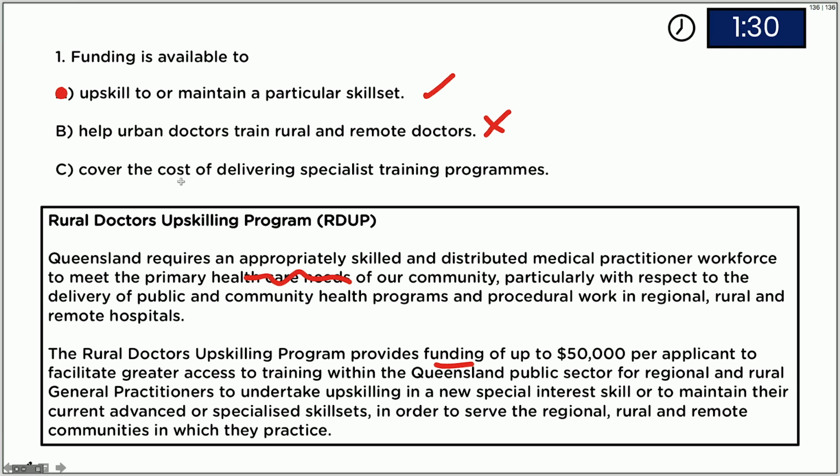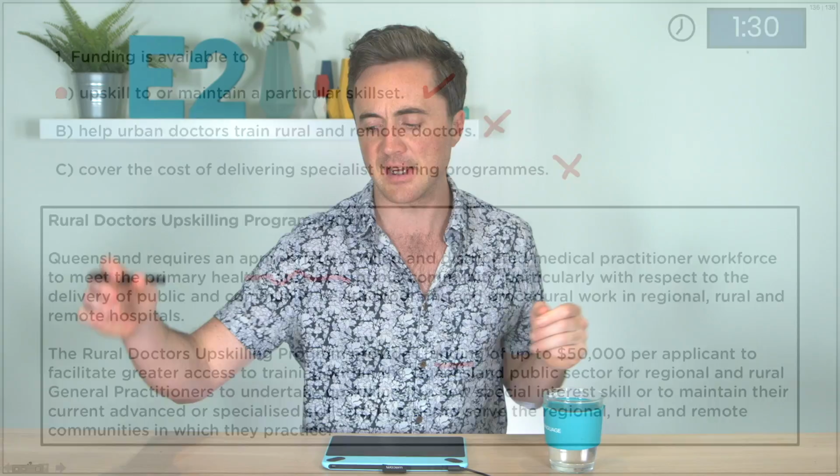And covering the cost of delivering specialist training programs would be a misinterpretation. So that wasn't mentioned. I mean, the information is there, but it didn't say that, okay? So it only said this clearly, but it said it in different words. So if you did get that one right, put a little smiley face into the chat.